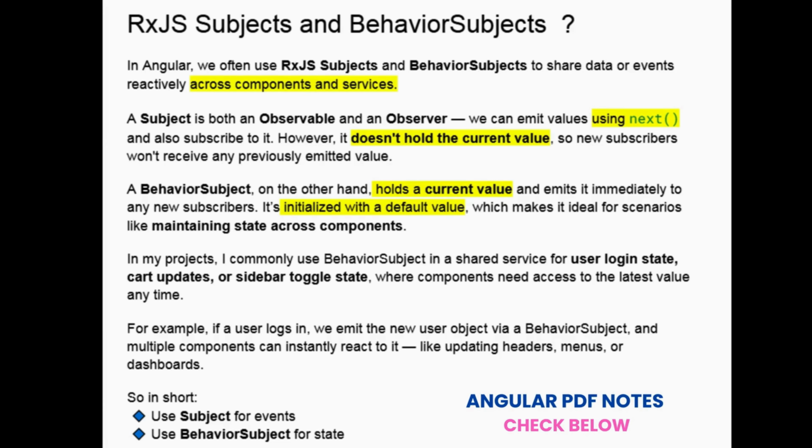A BehaviorSubject, on the other hand, holds the current value and emits it immediately to any new subscribers. It is initialized with a default value, which makes it ideal for scenarios like maintaining state across components. In my projects, I commonly use BehaviorSubject in a shared service for user login state, cart updates, or sidebar toggle state, where components need access to the latest value anytime.